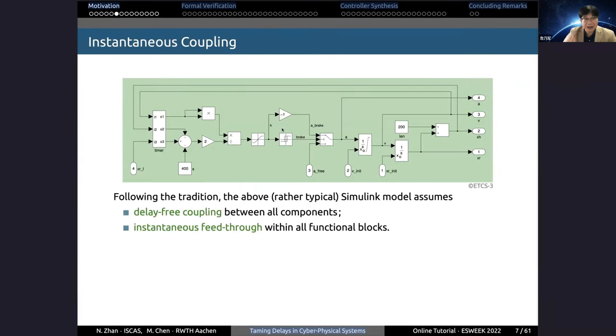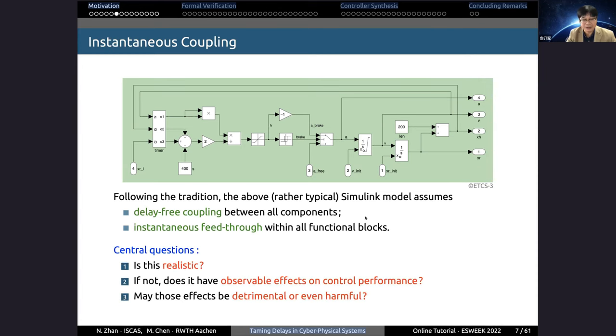So here is an example. Here is a car emergency braking system, which is given by the timing diagrams, like here. In these timing diagrams, a delay-free coupling between components is assumed. Also, instant feedthrough within functional blocks is assumed. The central question about this timing diagram is whether such a model is realistic.